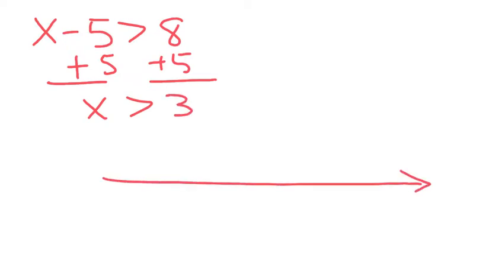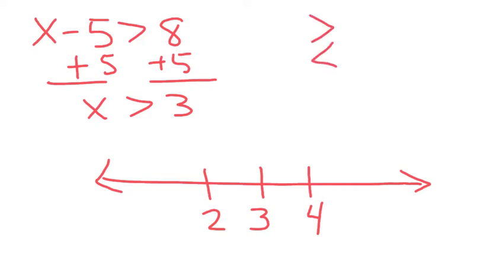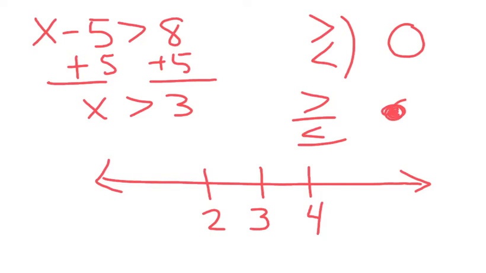To graph it, make sure your line has arrows. Make sure you put 3 in the middle and the numbers that go next to 3 beside it. You only need 3 numbers. Then, if you have a plain sign, like one of these, you have an empty circle. If you have a fancy sign, one of those, you have a filled-in circle. So we have a plain sign, so we have an empty circle at 3. And we look here and we say, oh, it's going this direction.